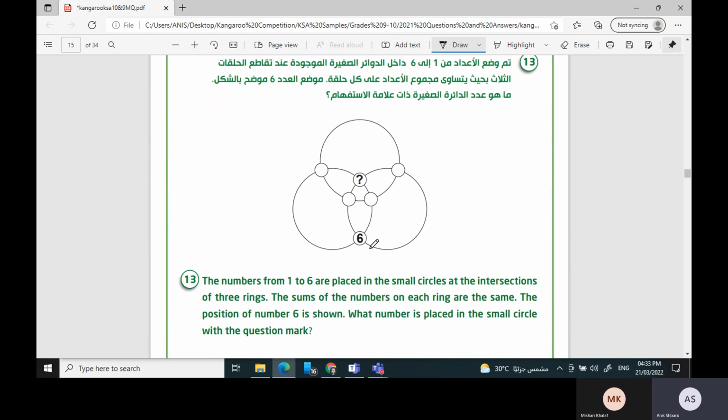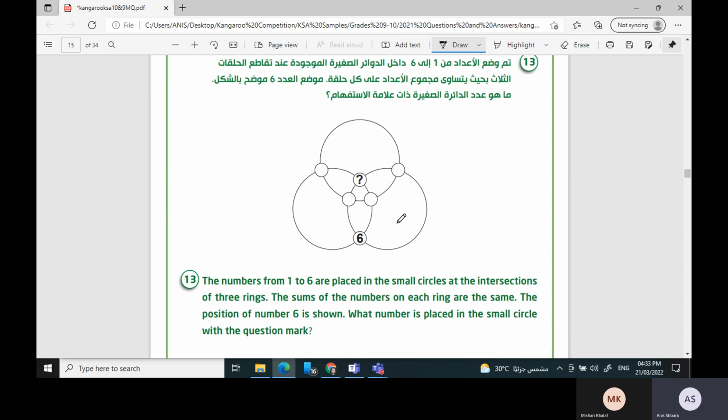This one, yes, it's nice. Can you read, please? Numbers from 1 to 6 are placed in the small circles at the intersections of 3 rings. The sum of the numbers on each ring are the same. The position of number 6 is shown. What number is placed on the small circle with a question mark?